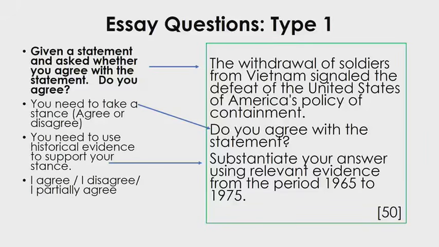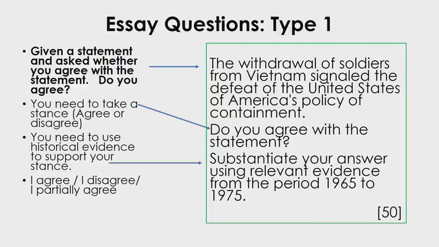So, essay types of questions. Our first type of question, you'll see on the left hand side, I've said it relates to the fact that you are going to be given a statement, and then you will be asked whether you agree with that statement or not. You need to remember that you must take a stance. You must agree or disagree, and you need to use historical evidence to support your stance when you're answering this type of question. You usually start this essay off by saying that I agree, disagree, or partially agree.